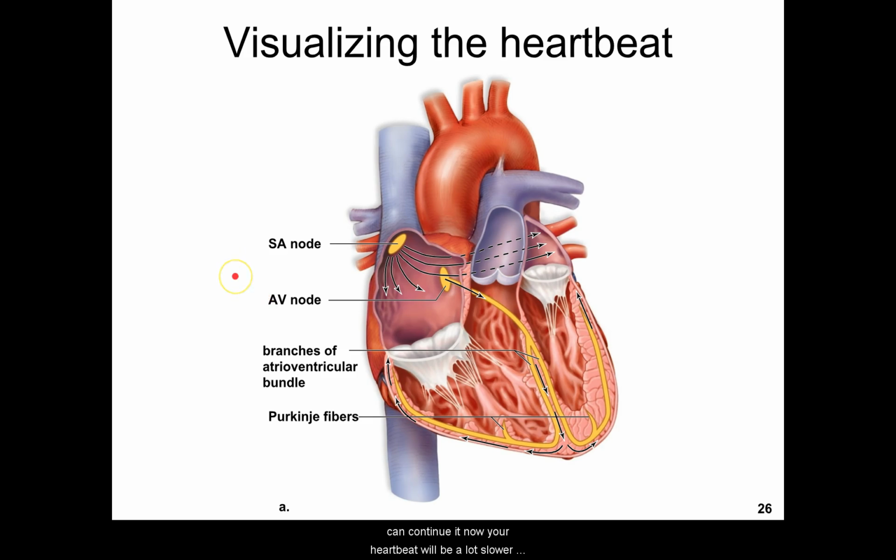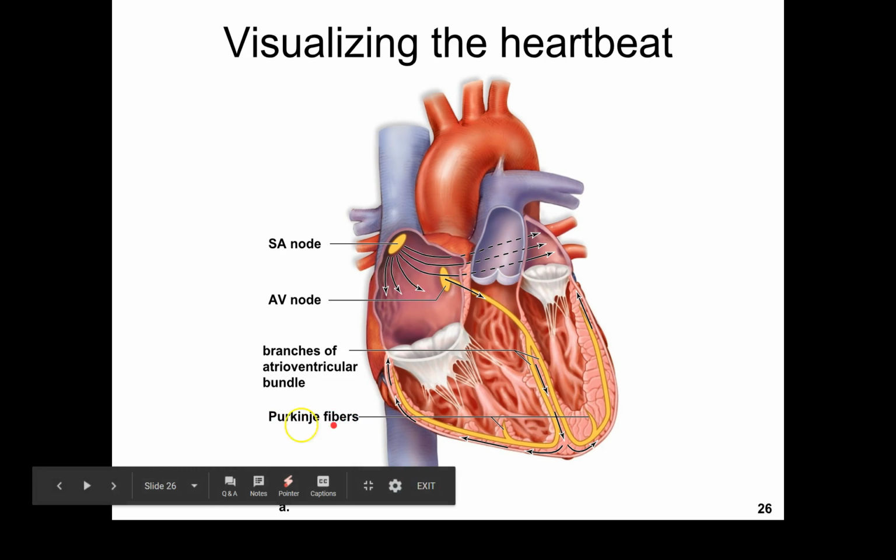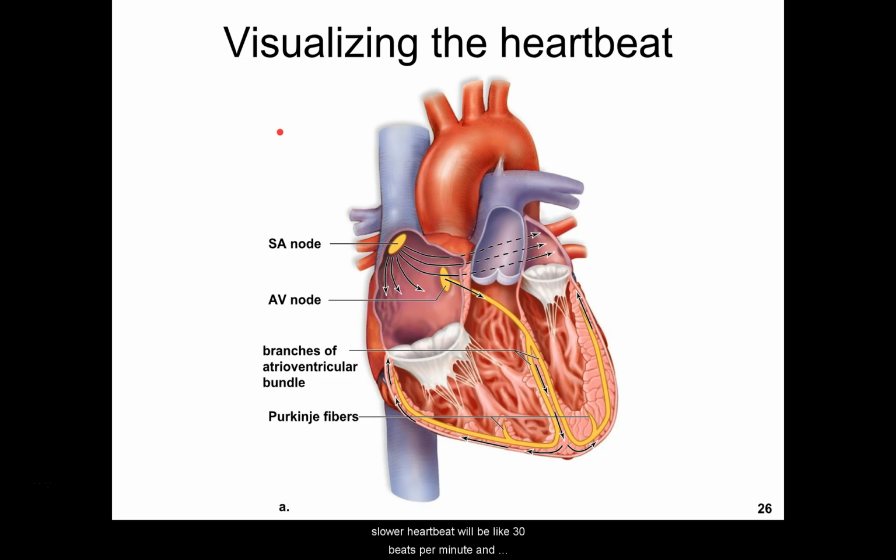So if the SA node fails for some reason, the AV node can continue it. Now, your heartbeat will be a lot slower if it's just the AV node continuing it, but the AV node can help here. And if the AV node fails, the Purkinje fibers can also cause the heart to continue beating. They can propagate the signal. However, if it's just these fibers and no SA node, no AV node, your heartbeat will be even slower. So your heartbeat will be like 30 beats per minute.